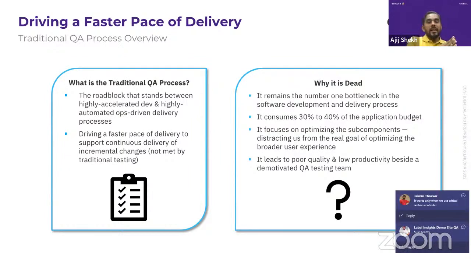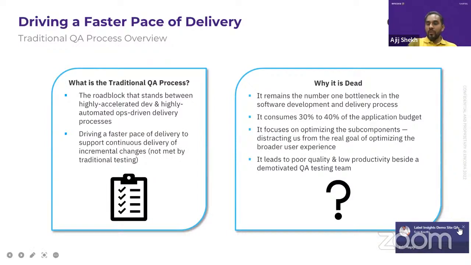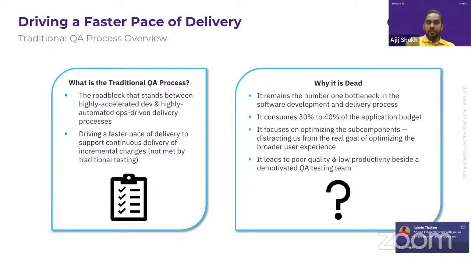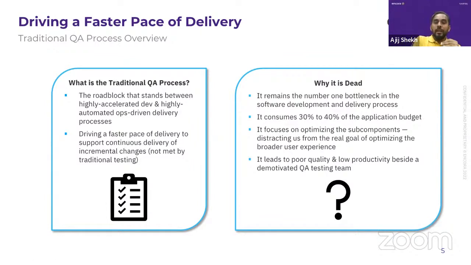So why is it there? The first point is that the software development delivery process is very important, as it consumes 30 to 40% of the application budget. I already explained why it is important for us, because QA depends on development, and we start test case preparation and everything. So that's why 40% of the application budget goes there. Next, it focuses on optimizing from the real goal and optimizing a broader user experience. This point four to five is very important for us.